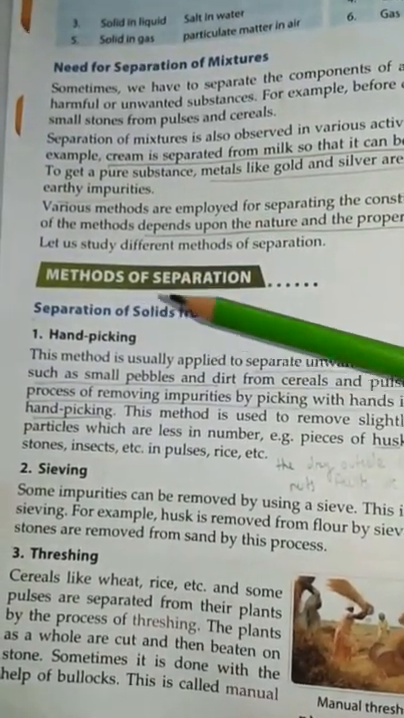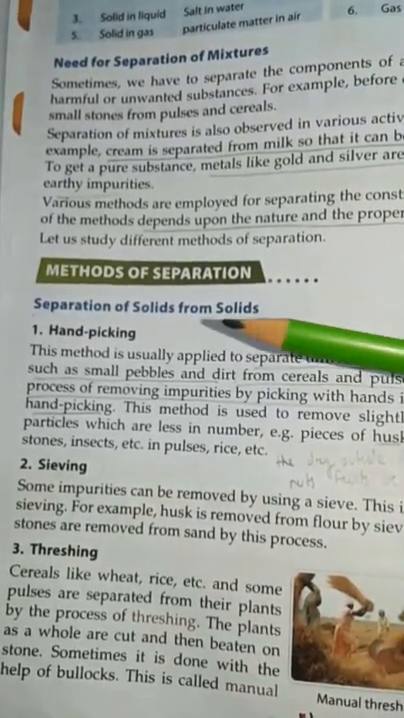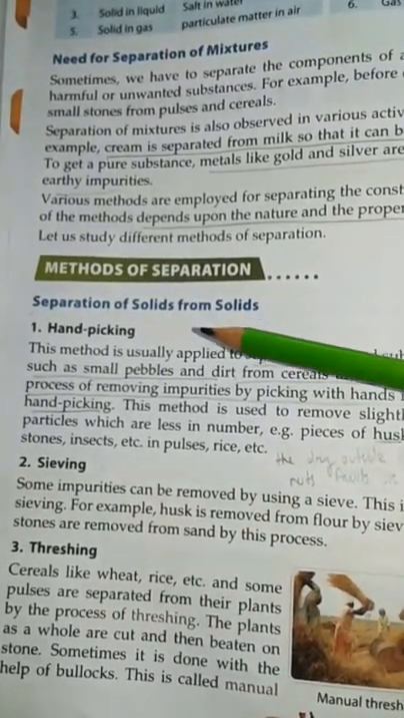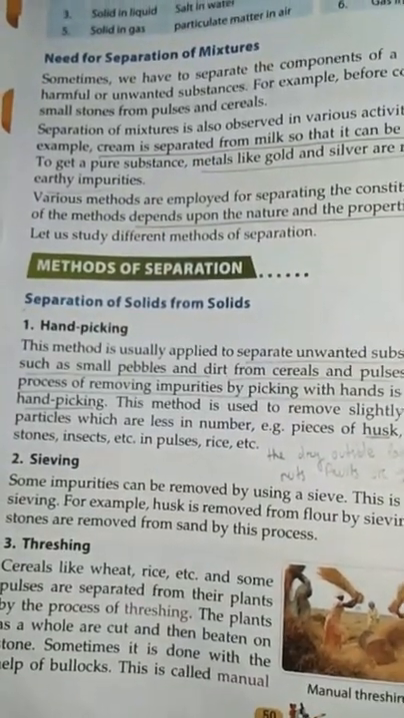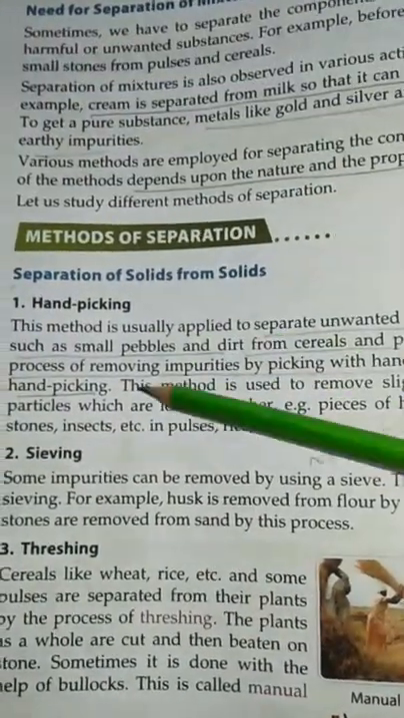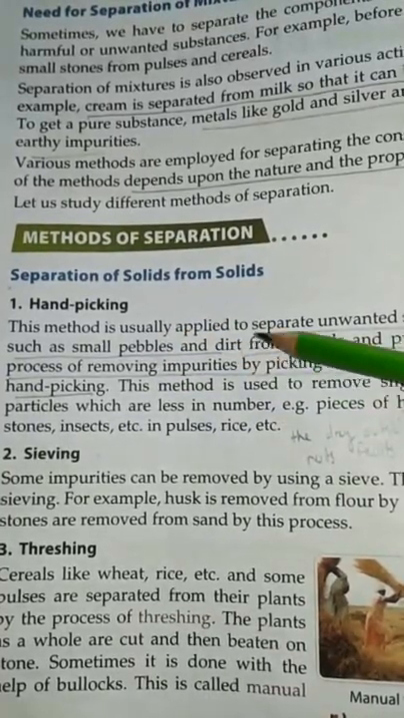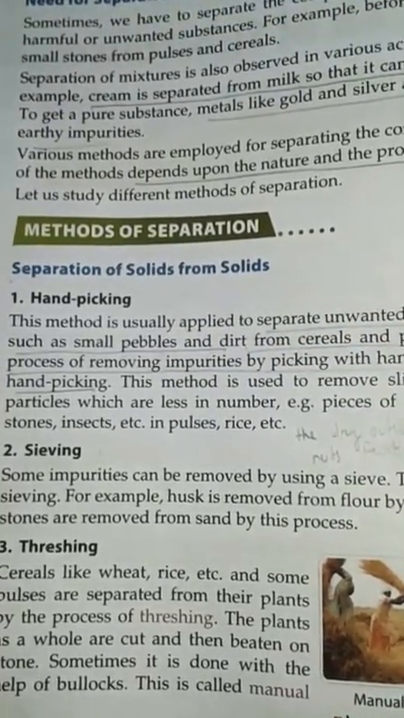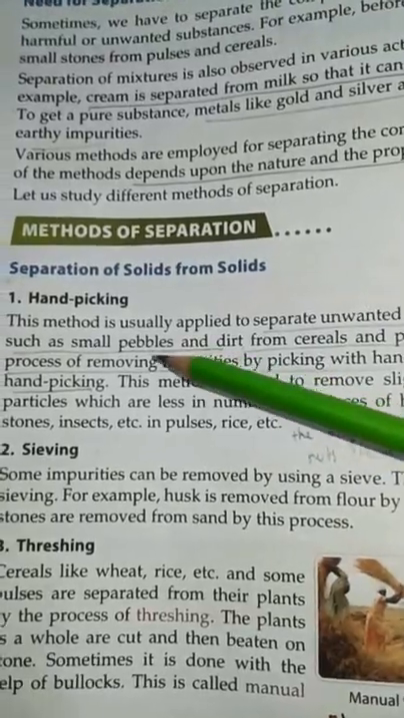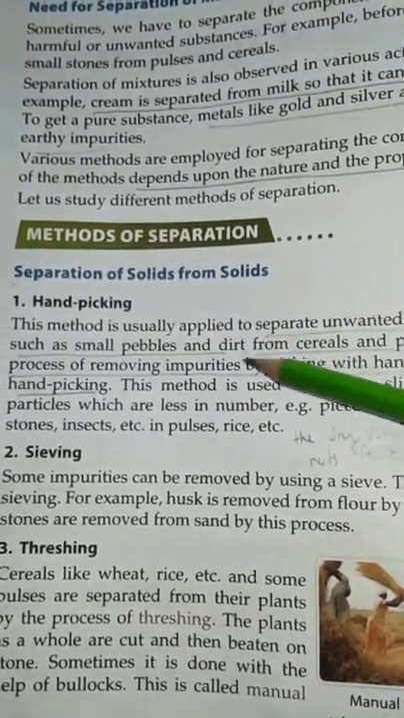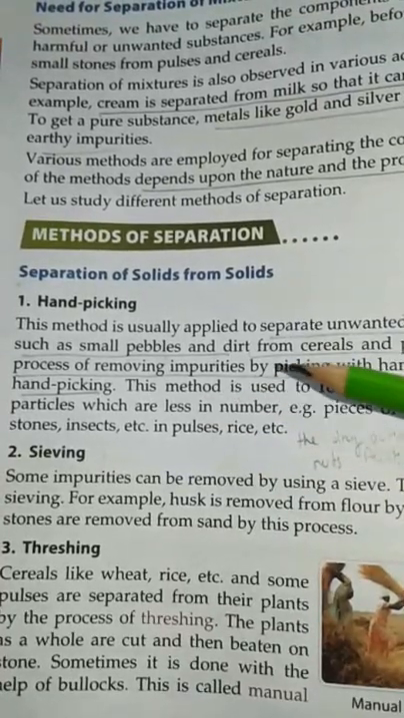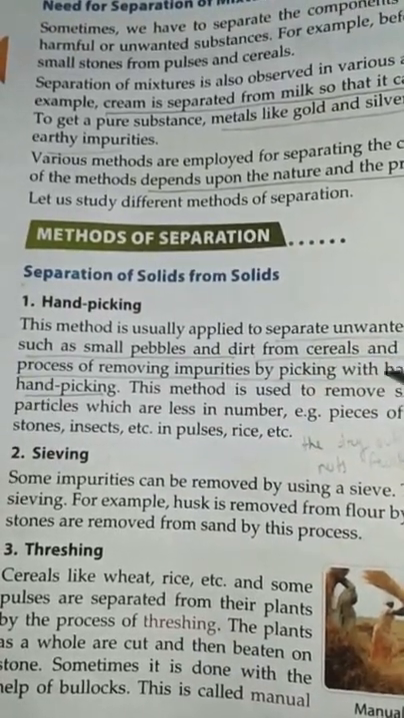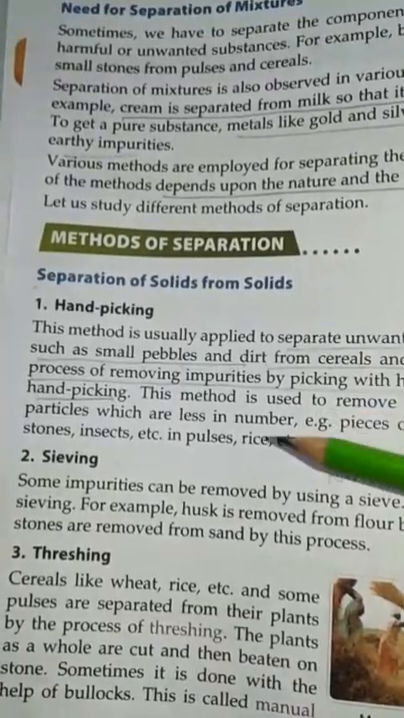Then comes methods of separation. Separation of solids from solids. First one is hand picking. This method is usually applied to separate unwanted substances such as small pebbles or stones and dirt from cereals and pulses. This process of removing impurities by picking with hands is called hand picking.